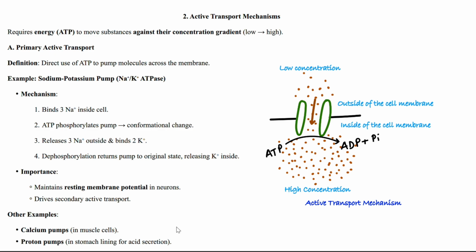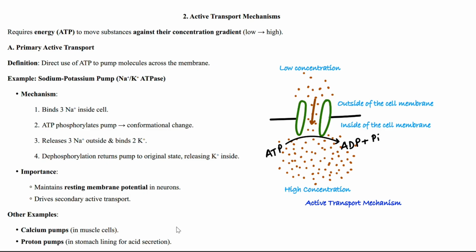Let's begin with the first type, primary active transport. In this mechanism, the cell directly uses ATP to fuel the movement of molecules across the membrane. The most classic and essential example of this is the sodium potassium pump, also known as sodium potassium ATPase. Here is how it works. Inside the cell, the pump first binds to three sodium ions.